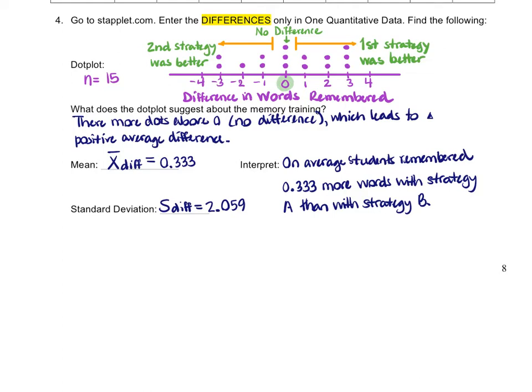So what does the dot plot suggest about memory training? There are more dots above 0, and again, 0 marks no difference, which leads to a positive average difference. Now you can see our x-bar of the difference, our mean difference, and again, what you would do for this is find the difference, A minus B, for each of the different individuals, and put those differences into your list in your calculator. Run one-variable statistics, get the mean and the standard deviation of the differences. And how do we interpret? On average, students remembered 0.333 more words with strategy A than with strategy B because we had that positive difference.